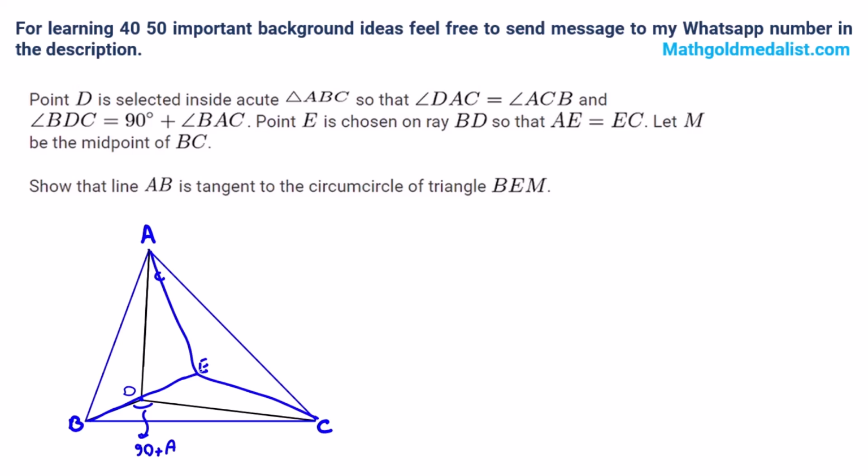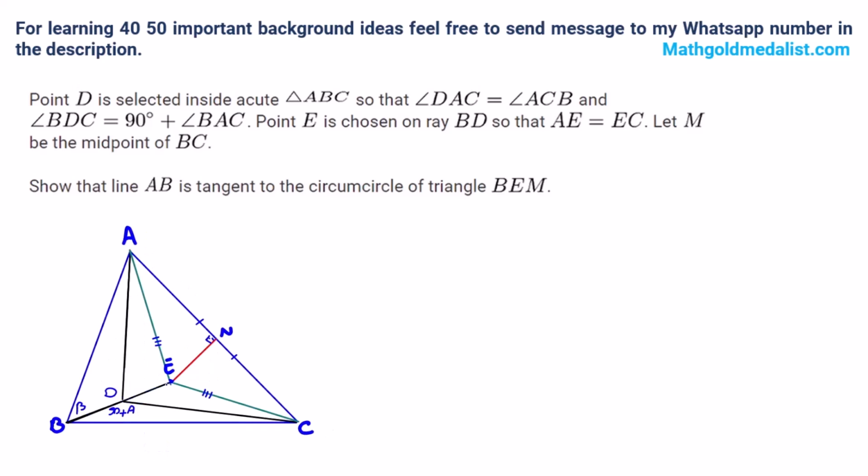Okay, so we can conclude that E lies on the perpendicular bisector of AC. So if we draw the perpendicular bisector of AC, because AE is equal to EC, the intersection with BD is E. So our E is this point, the intersection of this perpendicular bisector and this line. Then it says let M be the midpoint of BC. Okay, midpoint of BC.